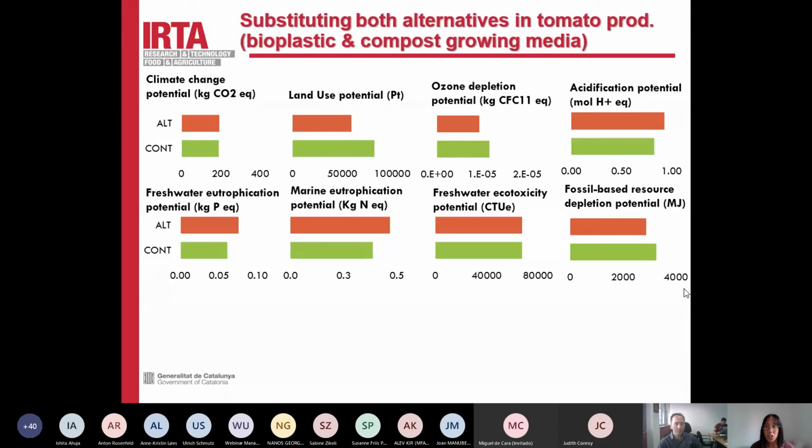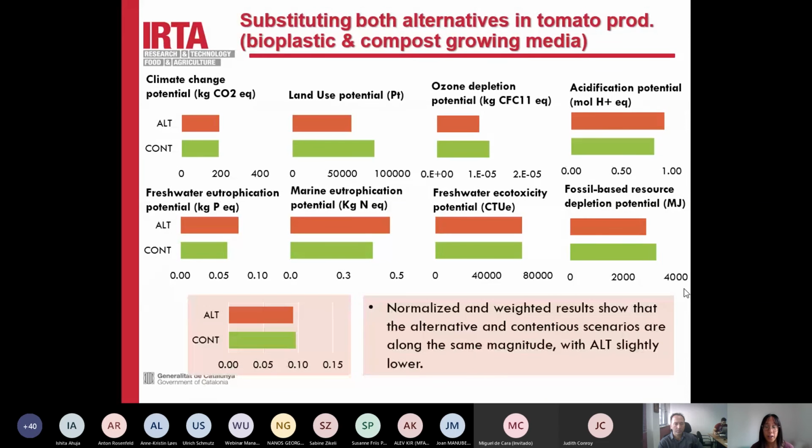So to aid decisions on which system can perform better, we usually normalize the results per EU capita and weight the categories by importance using weighting factors from the environmental footprint methodology. This results in a final environmental performance score, which aggregates all category results into one common unit. We found, in the graph at the bottom, that the alternative and contentious scenarios were along the same magnitude, with the alternative scenario being slightly lower.